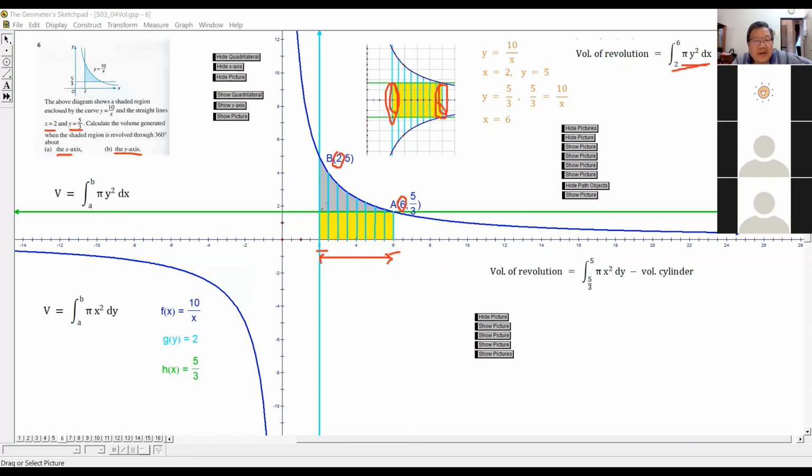Then how much is the radius of the cylinder? The radius of the cylinder goes up to the green line, which is 5 over 3. This green line is 5 over 3. Okay, right.